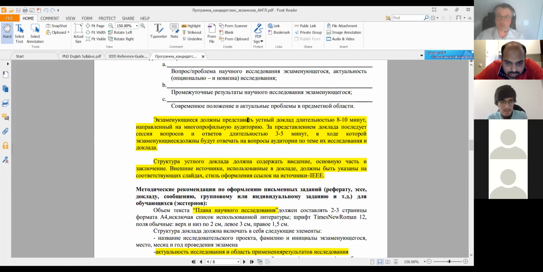Now, your presentation for your candidate minimum exam is going to be 8 to 10 minutes, and there will be a question and answer session as well. So basically, during your candidate minimum exam, as per the Russian regulation, you're going to use the same skills that you would practice during this semester. Please ask me questions about your candidate minimum exam as per the Russian regulations.